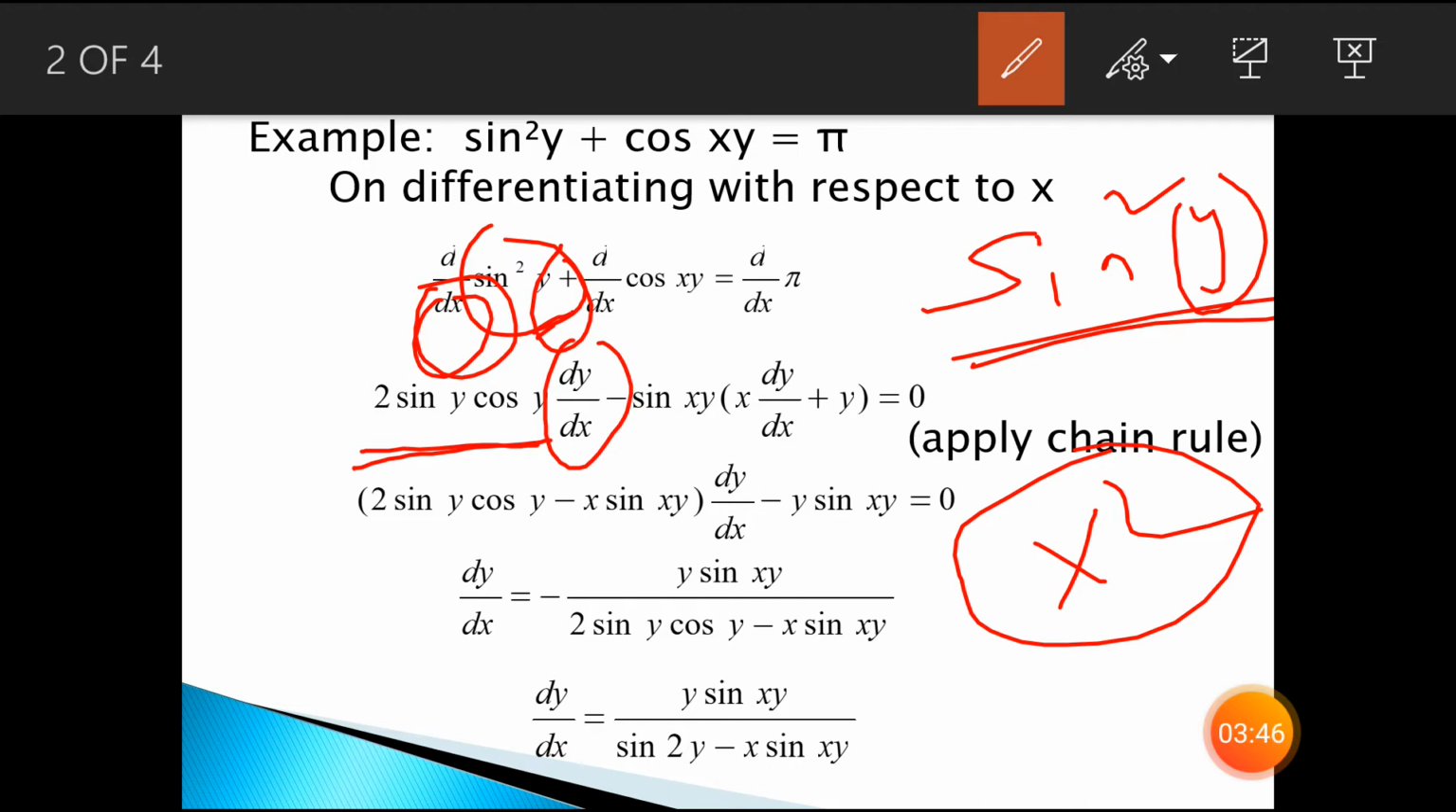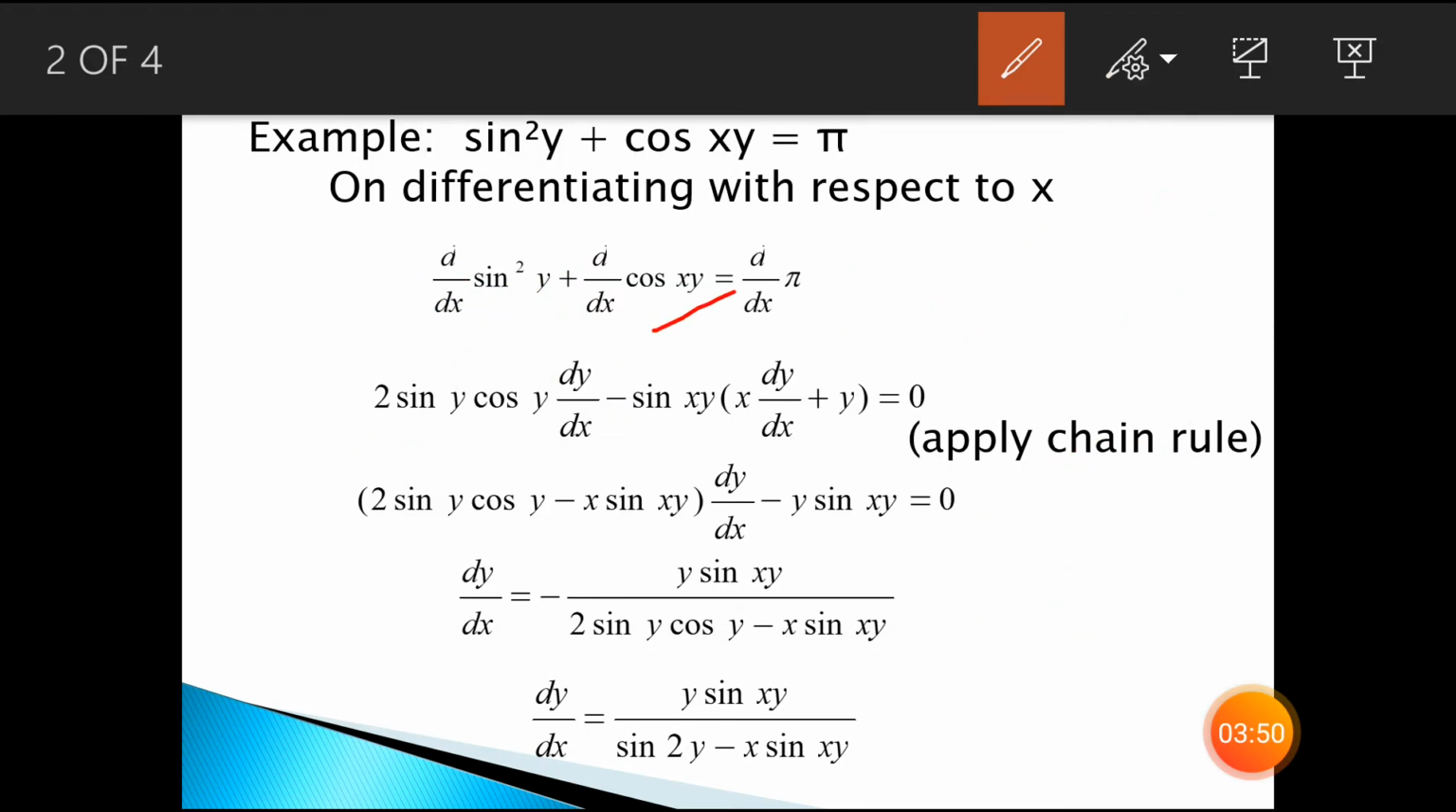Okay, this is clear. Now d over dx of cos xy, how will we solve it? Again, just forget about xy, just simply solve cos x.